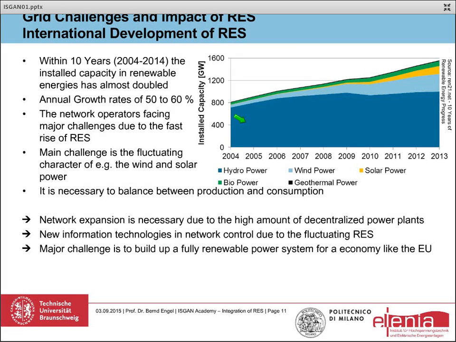The increasing share of renewables has a clear impact on the grid challenges. In the last 10 years we had nearly a doubling of the renewable energies, and in the next years we have annual growth rates of about 50 to 60%.